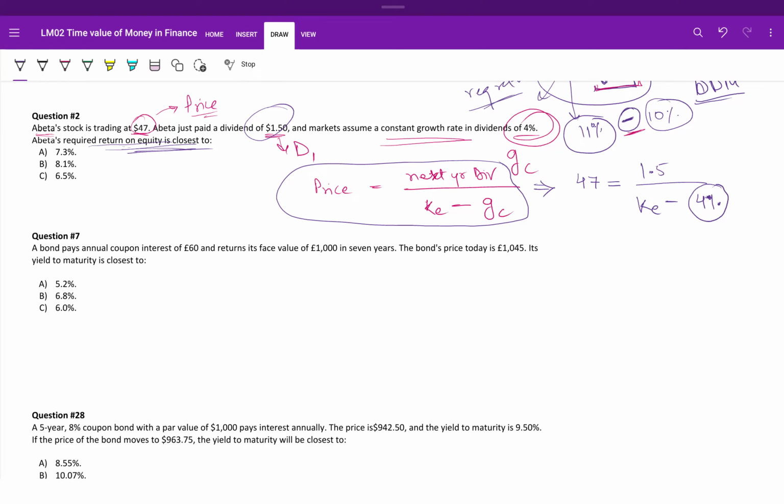Now this is dividend D0. Okay, I forgot that. They just paid dividend D0, not D1. So what you need to do here is multiply it with 4%. So I'm going to just put 0.04.